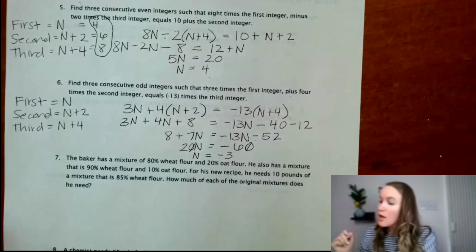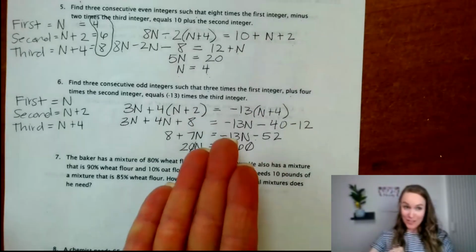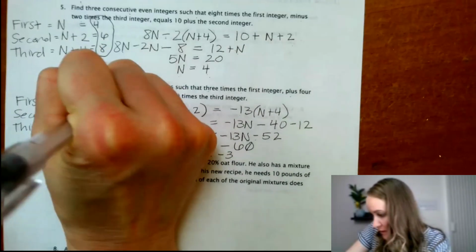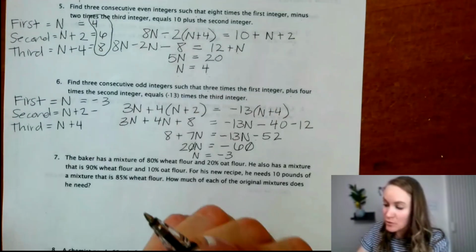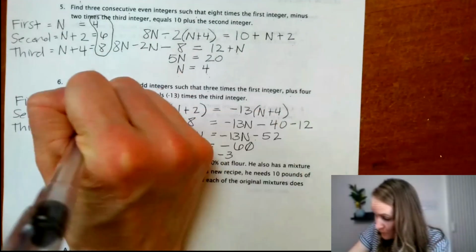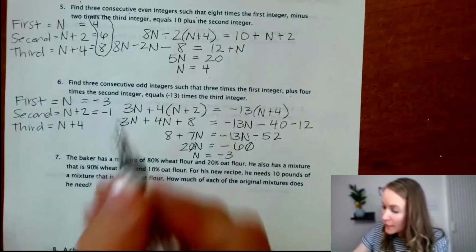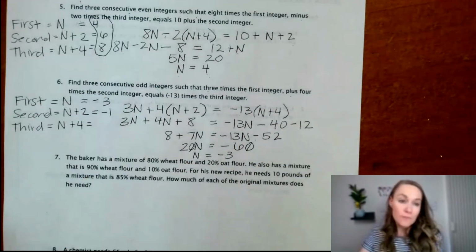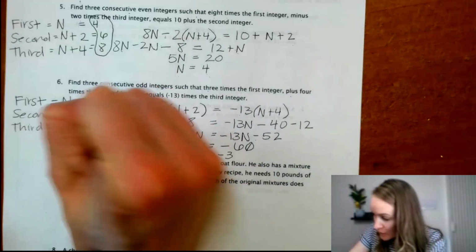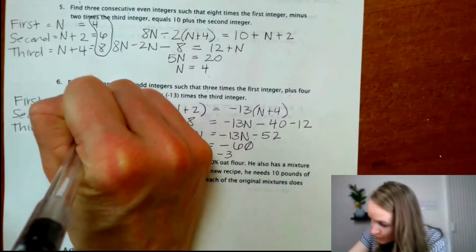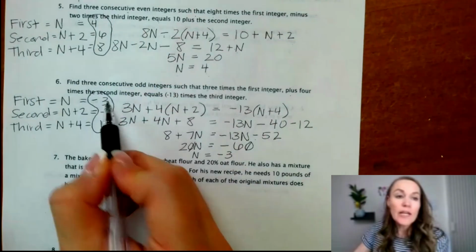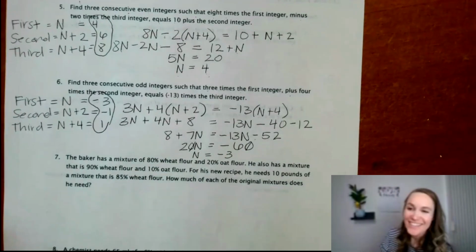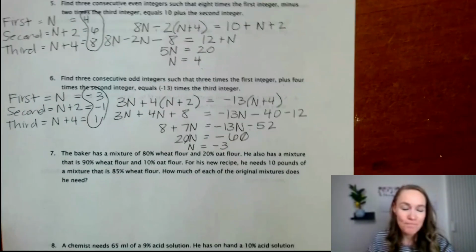Negative 3. Okay, and that is not my answer. I want to know the first consecutive integers. So I have negative 3, and then negative 3 plus 2 is negative 1. And then negative 1 plus 2 again, or I could say negative 3 plus 4 is positive 1. So these are my 3 consecutive integers, negative 3, negative 1, and 1. Great, so that looks good.